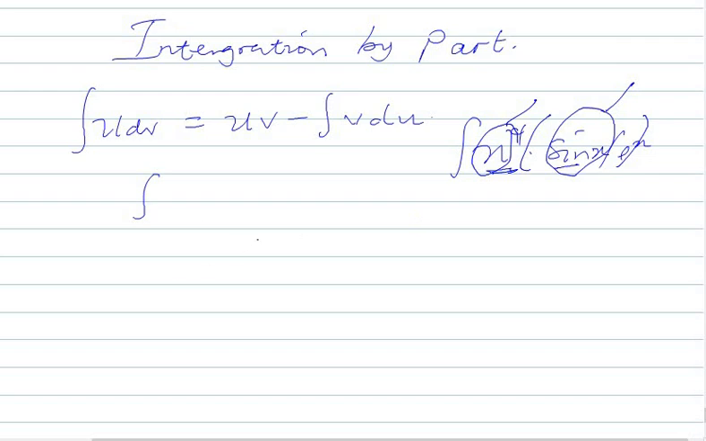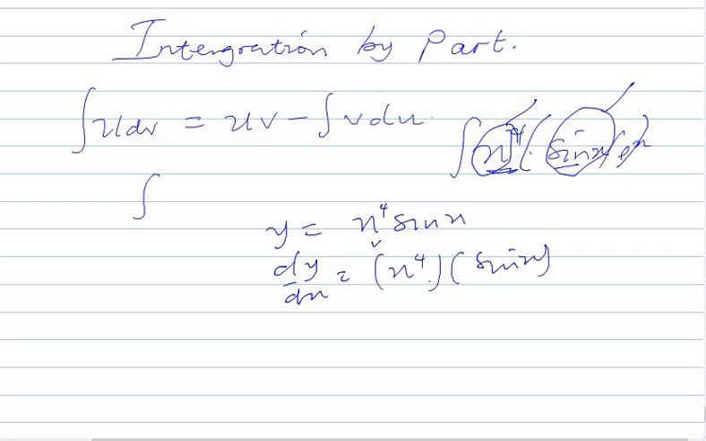So if you have y is equal to, let's say, x raised to the power 4 times sine x, and you want to find the derivative, that's dy/dx, you just use the product rule on x raised to the power 4 and sine x. But in integration, if you have such an x raised to the power 4 times sine x, you are going to apply integration by parts.